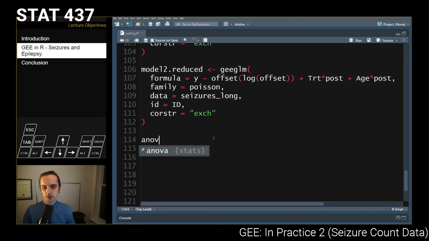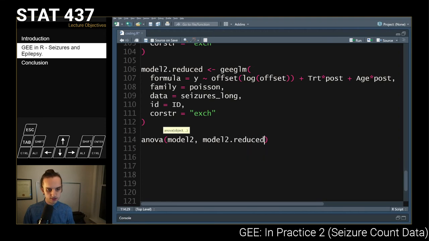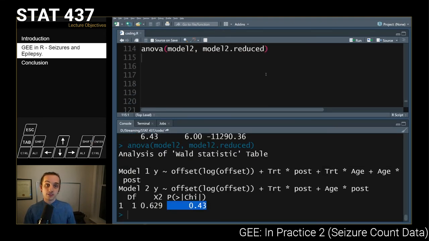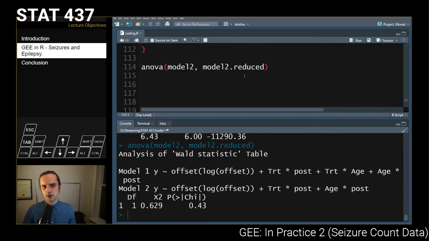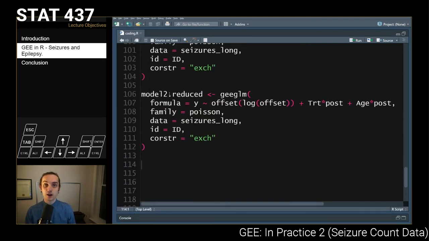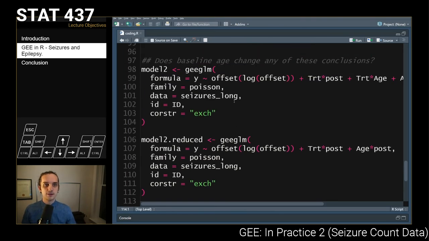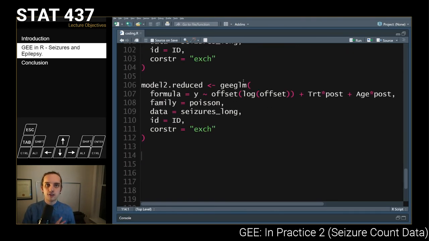If you actually were to run the ANOVA comparing model two with model two reduced, then you can see the p-value, we fail to reject the null hypothesis. And so, perhaps the reduced model is better. Let's work with the reduced model, right? But again, you'd want to justify why this is, and the specific situation is going to indicate which model you want to work with. For now, I'll value parsimony over the fit.